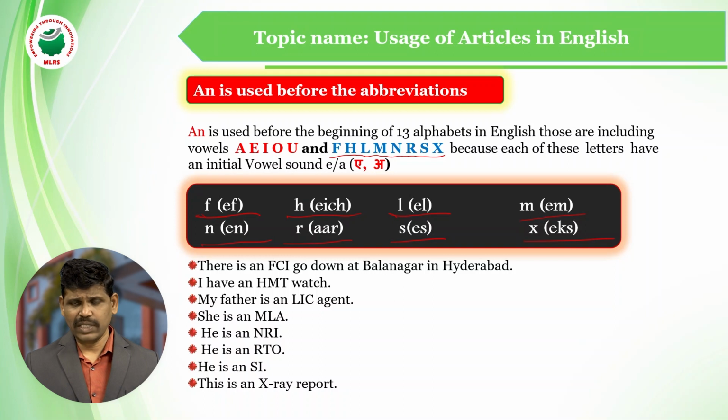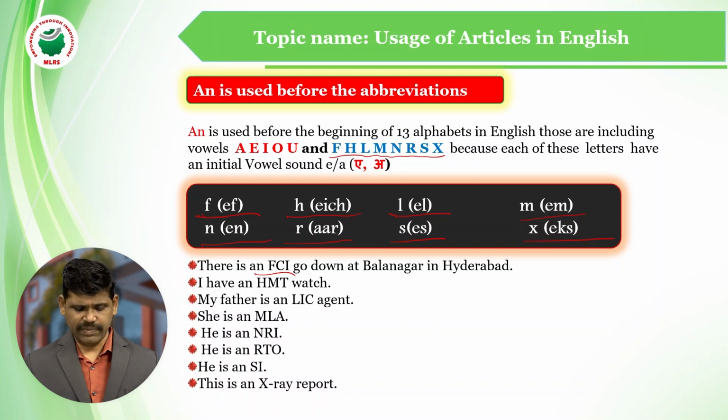Example, what is the abbreviation? FCI. We write it in capital letters. The meaning of FCI is Food Corporation of India. Where is it? It is located at Balanagar in Hyderabad. So there is an FCI godown at Balanagar in Hyderabad. Why do we use article an before this abbreviation FCI? Because for the first letter F, the initial sound is A.